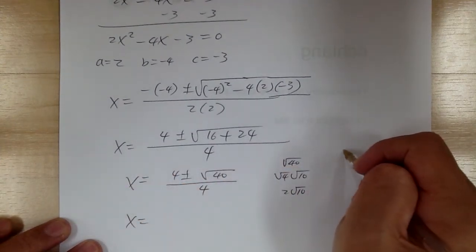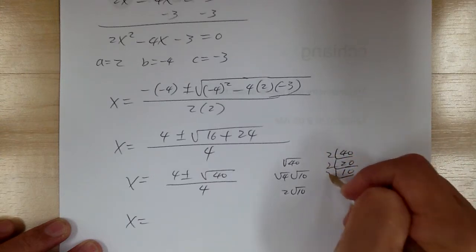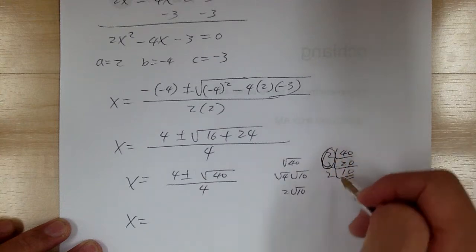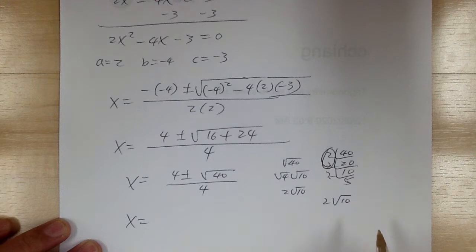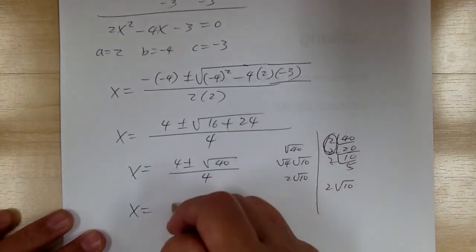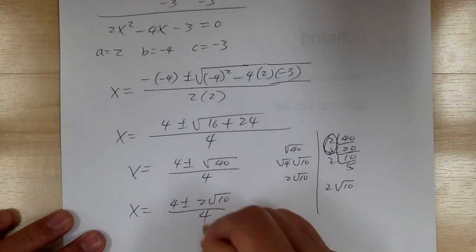Okay. So x will equal to, now if you use the other way, that's fine. So you can divide by 2, you get 20. Divide by 2, you get 10. Divide by 2, you get 5. So that's it. So this comes out, so it'd be 2 square root of, and left over will be 10. So either method, okay. Okay, so you got 4 plus or minus 2 square root of 10 over 4.